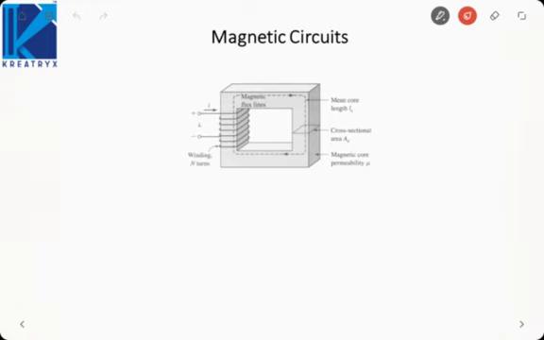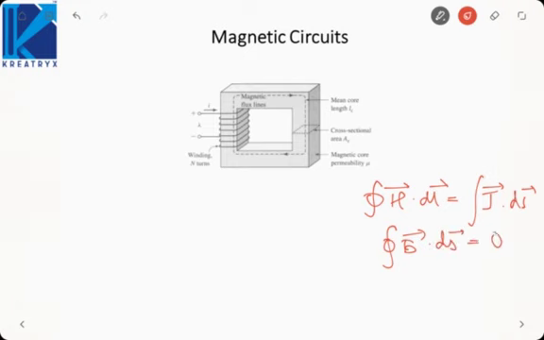The basic Maxwell's equations for magnetism are: integral H dot dl is equal to current enclosed, that is J dot ds. Similarly, integral B dot ds equals 0. This is the Gauss law for magnetism. This is the Ampere circuital law. So magnetic flux density and the magnetic field must satisfy these two criteria for being classified as a magnetic field.